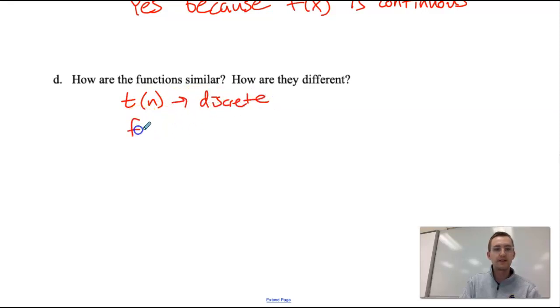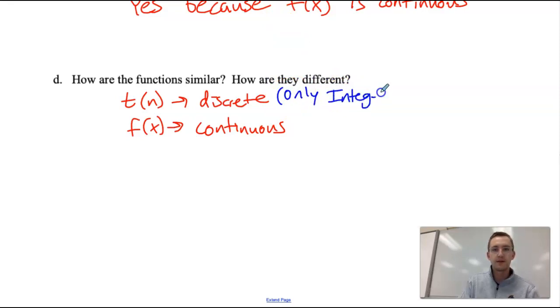And f of x is continuous. Where again, we can only use whole numbers, only integers or whole numbers for sequences. And for continuous, we can have all real numbers that are able to be used for inputs.